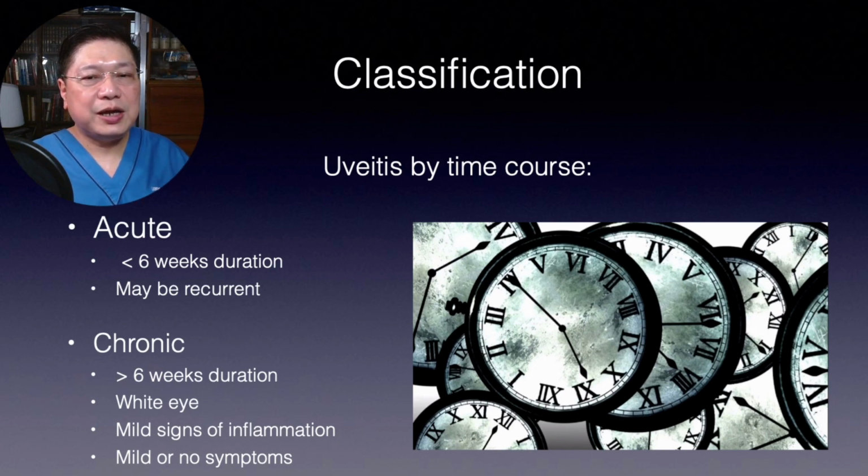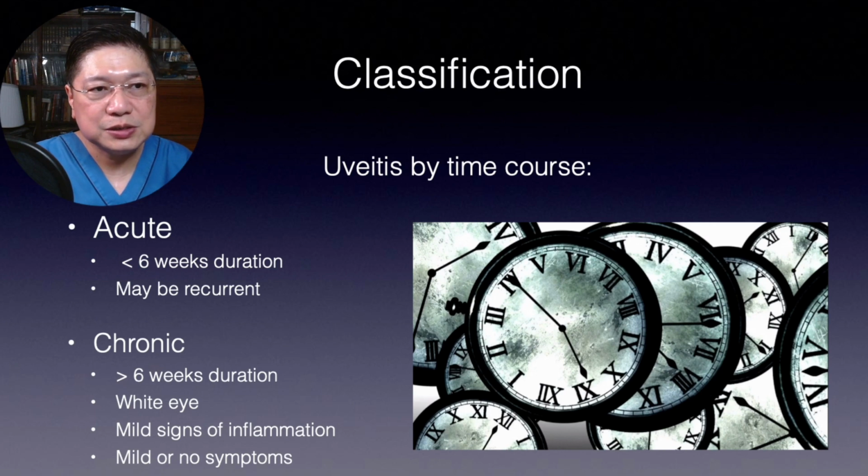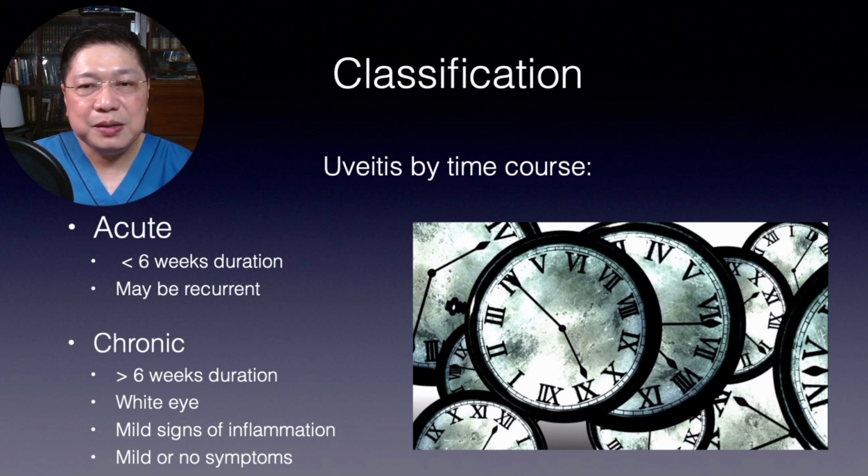So let's go with uveitis in terms of course. If it's less than 6 weeks, it may be acute. It could also be because of recurrency. So again, the magic number is 6 weeks. Less than 6 weeks is acute, more than 6 weeks it's chronic. Chronic uveitis would not look as bad as the acute uveitis. Sometimes they say because it burned itself out, the eye is white. There are mild signs, mild symptoms, very few signs of inflammation, but the damage is still there and may still be ongoing.